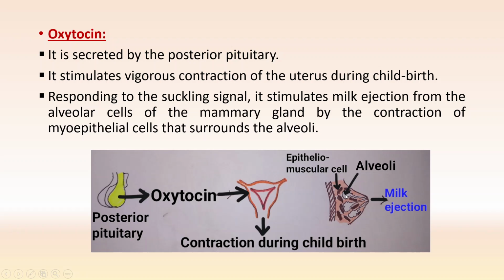How is milk ejected? See, when a baby starts suckling her mother, or his mother, that suckling signal goes to the brain into the posterior pituitary, and then from the posterior pituitary oxytocin is released, which causes the contraction of myoepithelial cells which surround the alveolar cells of the mammary gland, and due to this muscle cell contraction, alveolar cells eject the milk, and that is how oxytocin works.